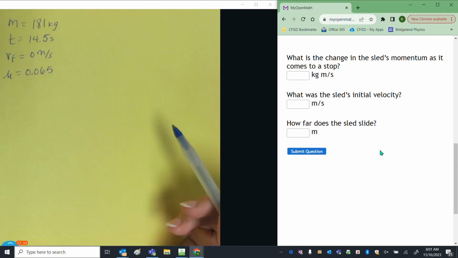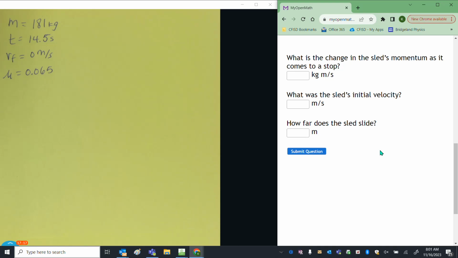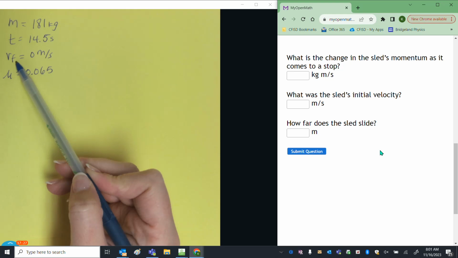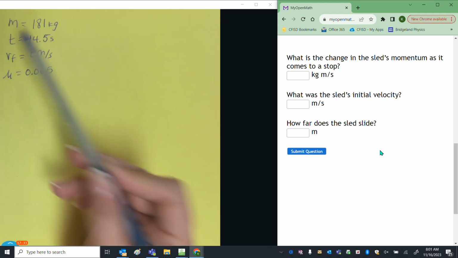Change in momentum is equal to either force times time or mass times change in velocity. Okay, and if I look here, I have a mass and a final velocity, but I don't know the initial. And so I can't solve it that way. I do have a time, but I don't have a force.